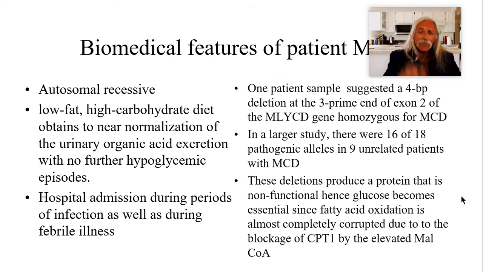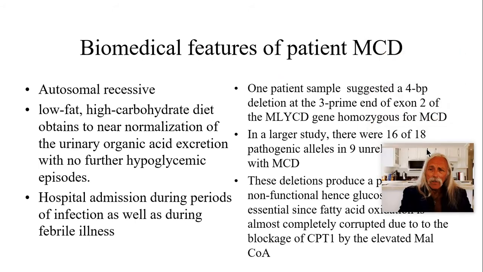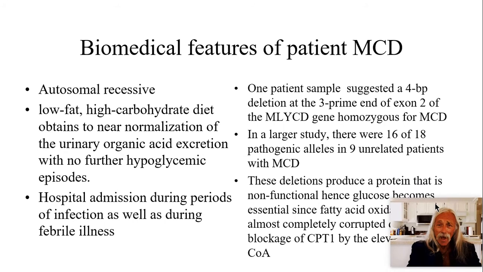So, biomedical features of patients with MCD, okay, going back now to the disease that the MRI is used for. Again, it's an autosomal recessive. It's not the gametes. Although it can be inherited, it shows up as autosomal recessive. It's not on the X and Y chromosome, I should say. So you get a low-fat, high-carbohydrate diet, which obtains near normalization when you give people that diet. This is one of the cures or remedies. You cure or normalize urinary organic acid excretion with no further hypoglycemic episodes.